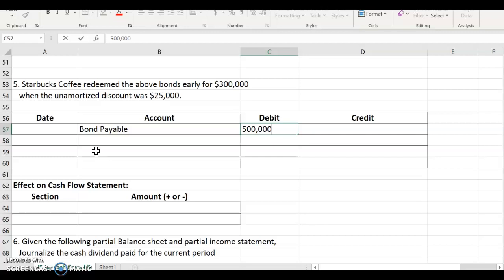We had an unamortized discount of $25,000. So we need to get rid of that discount, and discounts have a normal debit balance. So to get rid of the discount, the remaining balance that's left, we would credit discount on bond payable for $25,000. Okay, and it tells us that we had to redeem the bonds early for $300,000 cash.